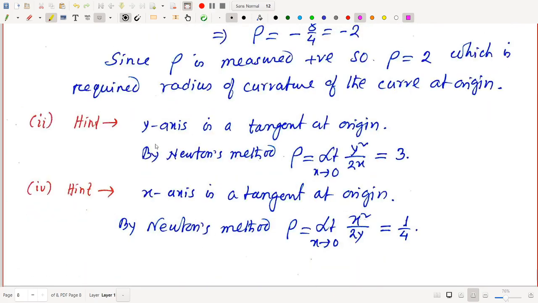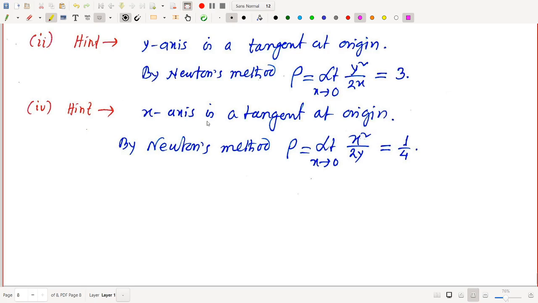And Roman 2, hint given, y-axis is a tangent at origin. By Newton's method, rho will be this, answer will be 3. And Roman 4 also hint is given, x-axis is a tangent at origin. By Newton's method, rho is this limit, and that is 1 by 4.